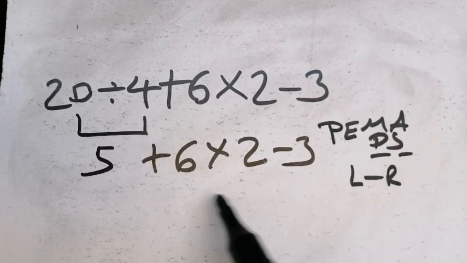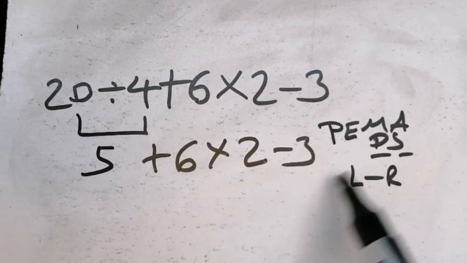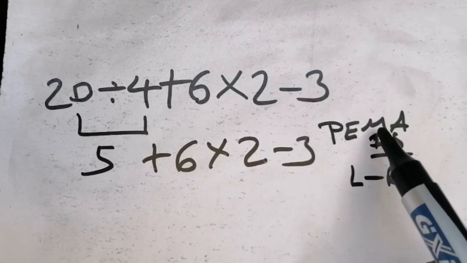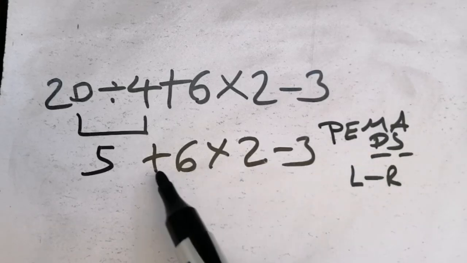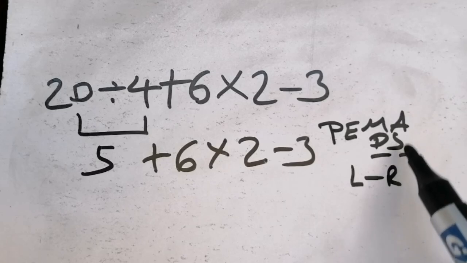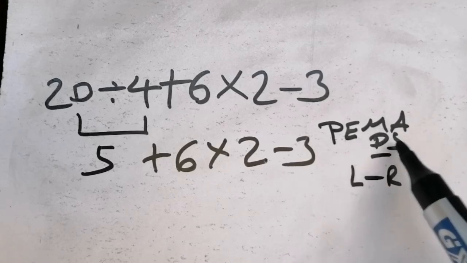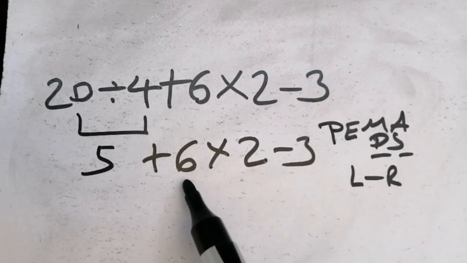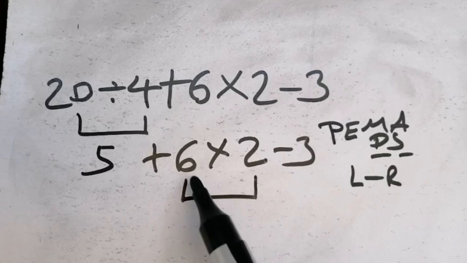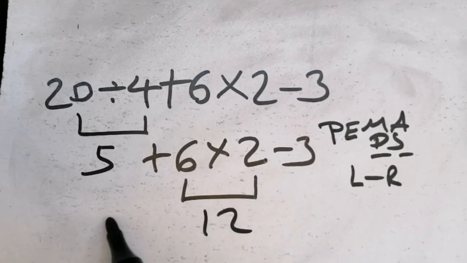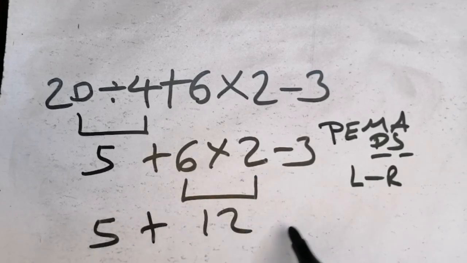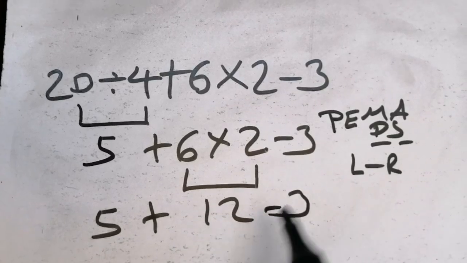Here, this multiplication has higher priority according to PEMDAS, because this multiplication comes before this addition and this subtraction. According to PEMDAS, multiplication comes before addition and subtraction. Therefore, we have to multiply this number first. 6 times 2 equals 12. Then 5 plus 12 minus 3.